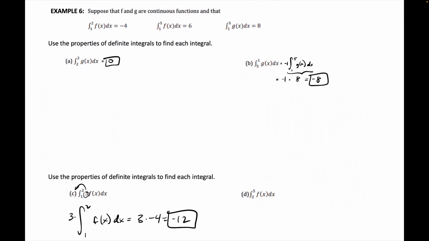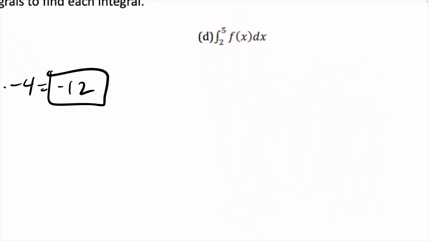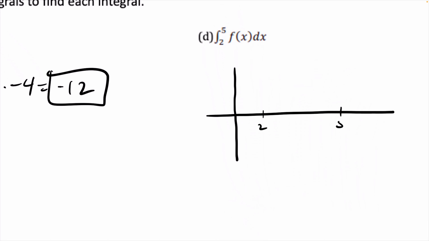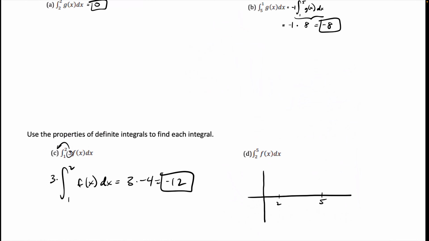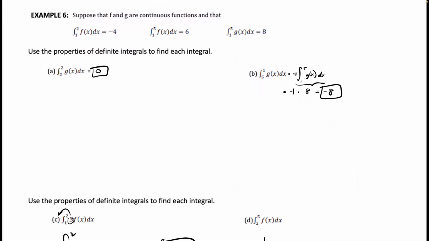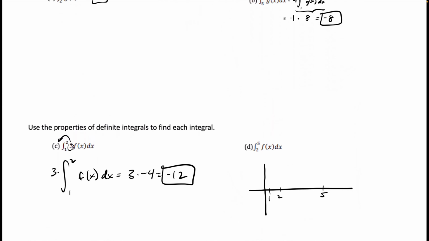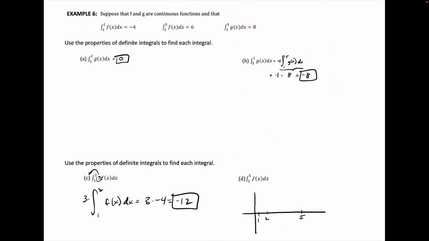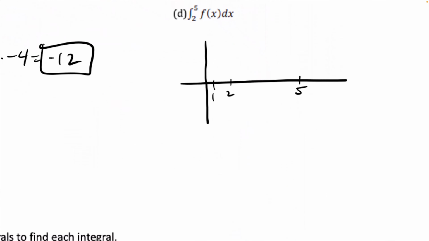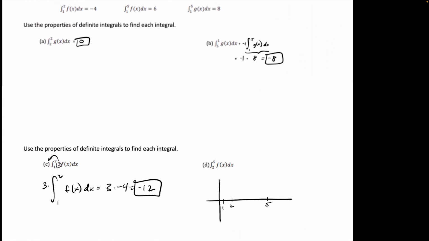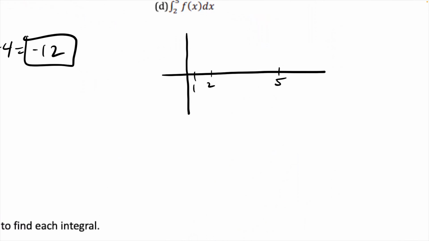D, 2 to 5 is not up there. I have 1 to 2, 1 to 5, 1 to 5. So it's not up there, so you got to get a little creative here. From 2 to 5, I don't have that. But I have from 1 to 2, and then I have from 1 to 5. So from 1 to 5, it's 6. From 1 to 2, the area is -4. So I'm going to draw a little sketch here.